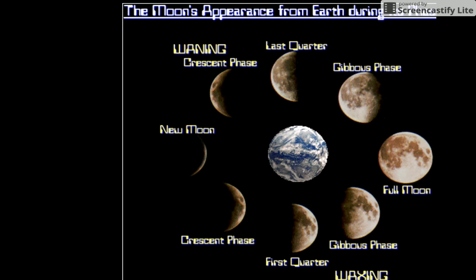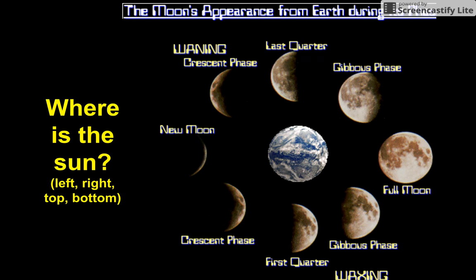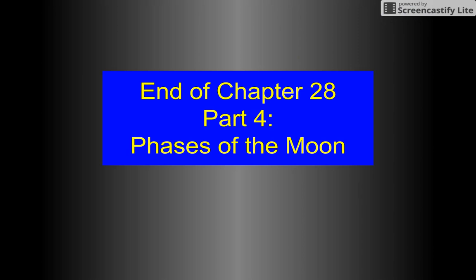This shows the moon's appearance from Earth during its phases. Where would the sun be located? If you said it was on the left for this diagram, you are correct. This is the end of Chapter 28, Part 4. Be sure you learn your phases of the moon in order.